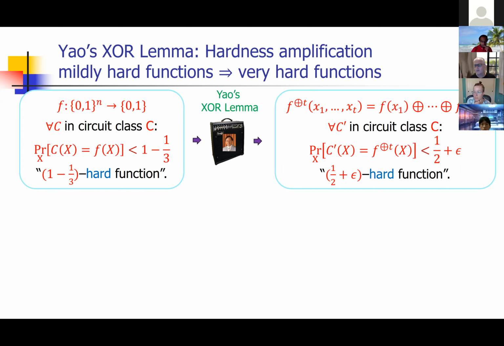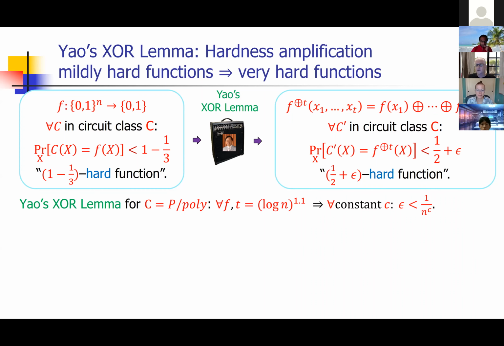And that's great. We all like this lemma. There are many proofs of this lemma, and it's very useful in crypto and randomization because we like half plus epsilon hard functions. But there are still open problems about Yau's XOR lemma. There are still things that we don't know. And here are two specific problems. The first open problem: if we consider the class p/poly, as I said, we can get a half plus epsilon hard function for epsilon which is 1 over n to the c for every constant c. But can you get epsilon to be below that? Can you get epsilon which is 1 over n to the omega of 1, subpolynomial?